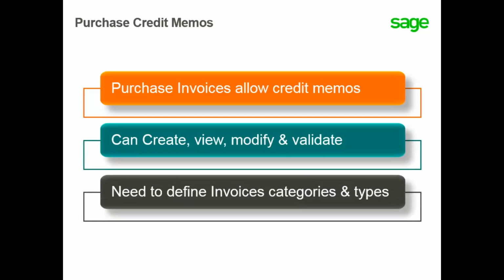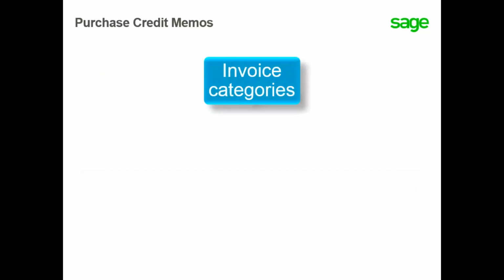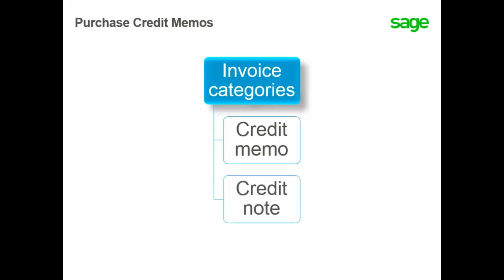To create purchase credit memos, you first define your invoice categories and types for credit memos. There are two invoice categories that you use to define your invoice types for credit memos: the credit memo category, for the credit memo returns type, which is related to product returns, and the credit memo type, which may or may not be related to products. There's also the credit note category, which are credit invoices to cancel an invoice totally or partially in case of errors in the price or the quantity.